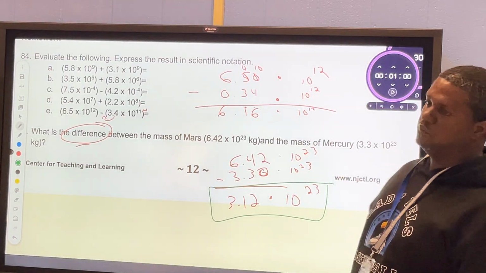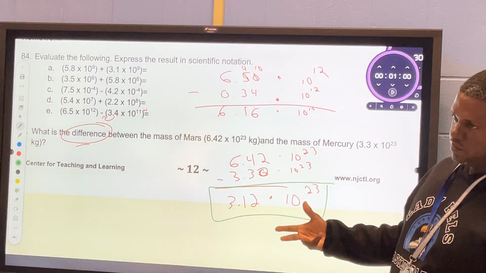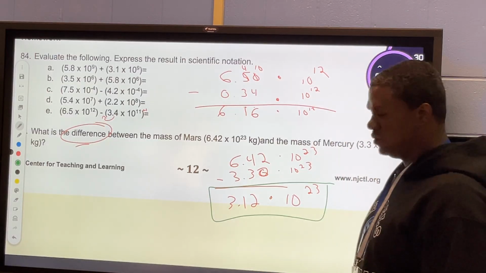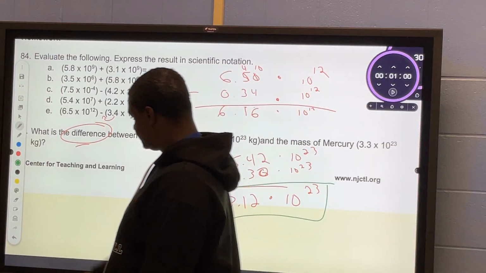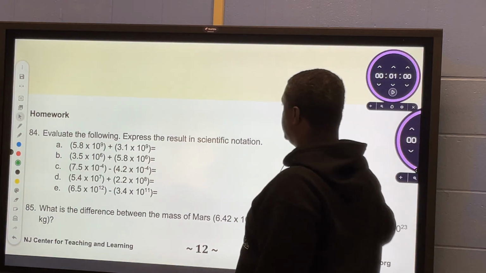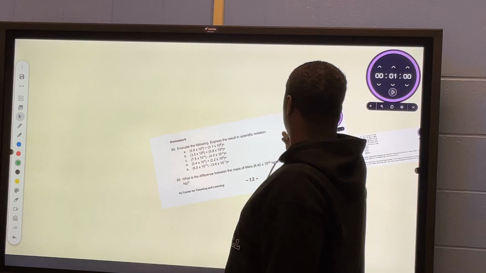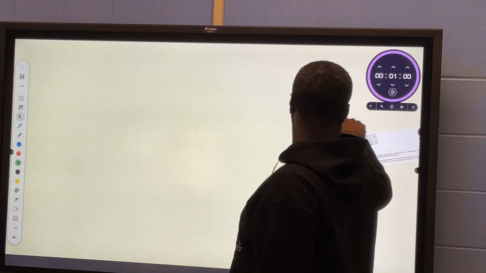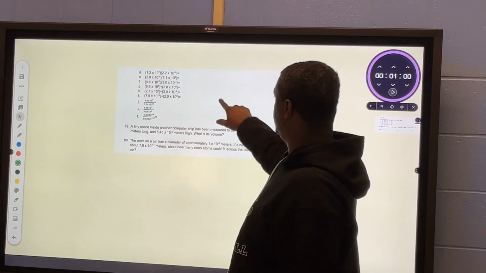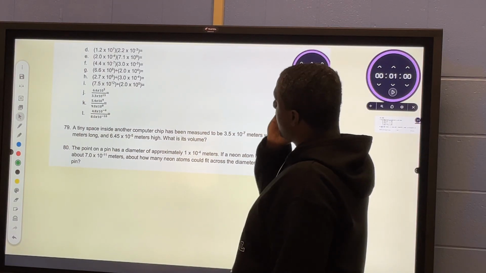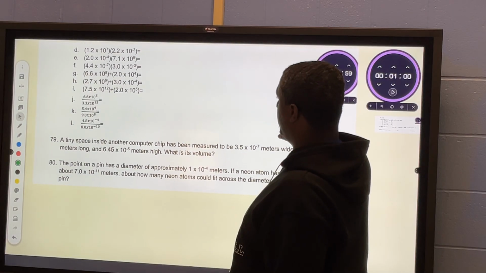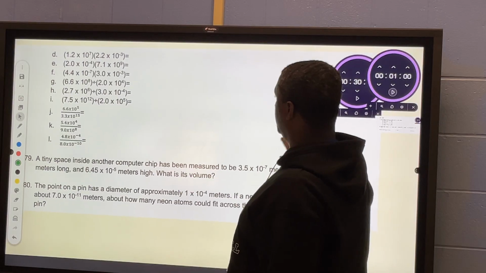Now we're going to work on multiplying and dividing. We'll work on these rules, multiplying and dividing scientific notation. We're not going to do every one of these. We'll probably do every other one. So let's go to the rule of multiplication and division.